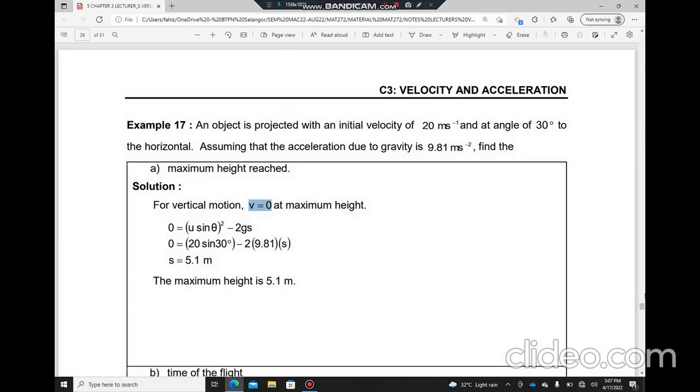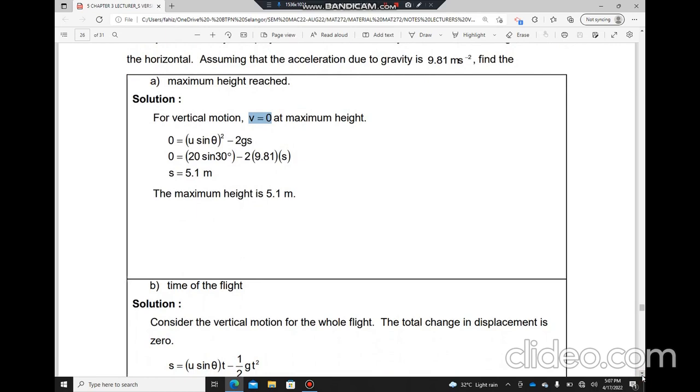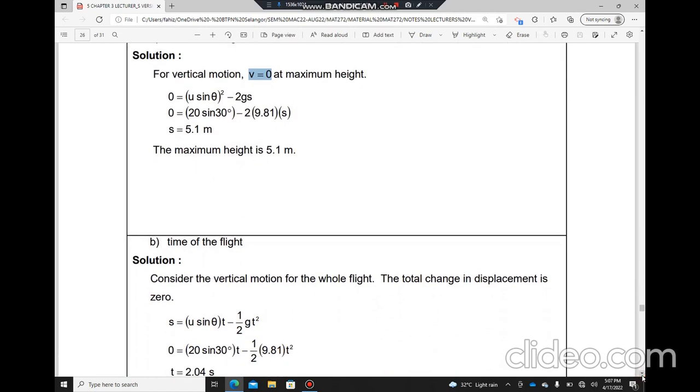Okay, next, time of the flight. Consider the vertical motion for the whole flight. The total change in displacement is 0. So dia nak time of the flight, maksudnya vertical motion for the whole flight, maksudnya dia naik dan dia turun balik kan. So the total change in displacement is 0 sebab bila dia naik ke atas katakan 100, bila dia turun negative 100. So the total displacement is 0.